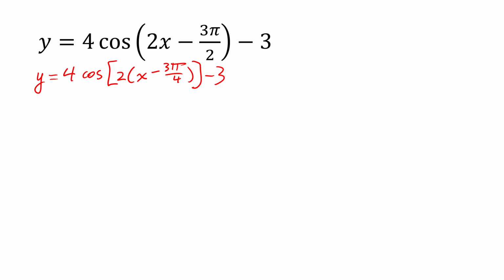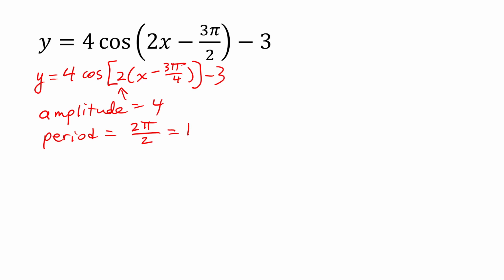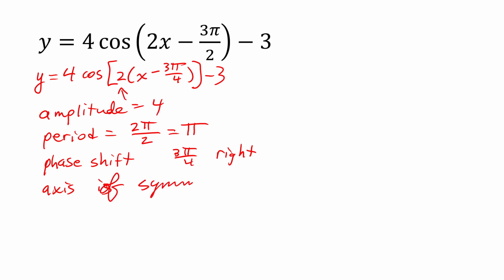Okay. Now looking at that, we can say that the amplitude is equal to 4. The period is going to be 2 pi over the absolute value of k. K is equal to 2. 2 pi over 2 is equal to pi. The phase shift is 3 pi over 4 radians to the right. And finally, the axis of symmetry is at y equals -3.